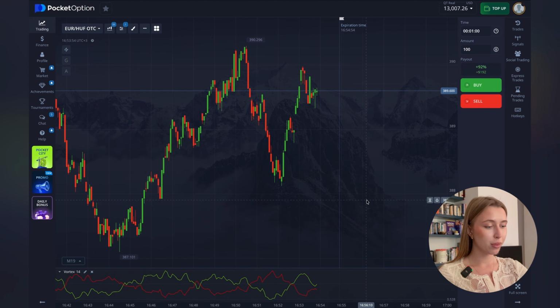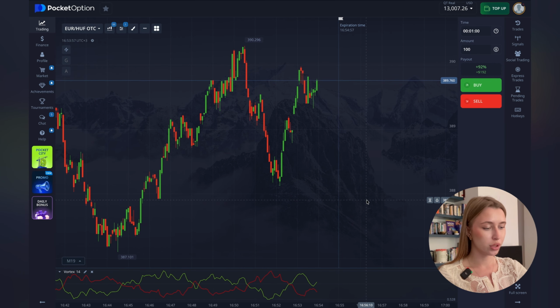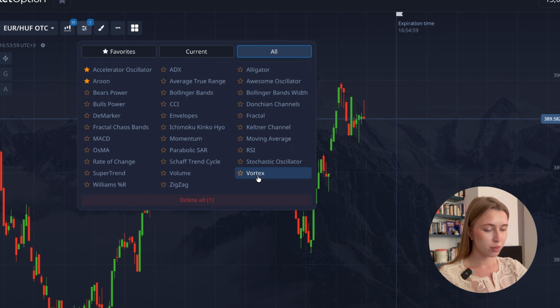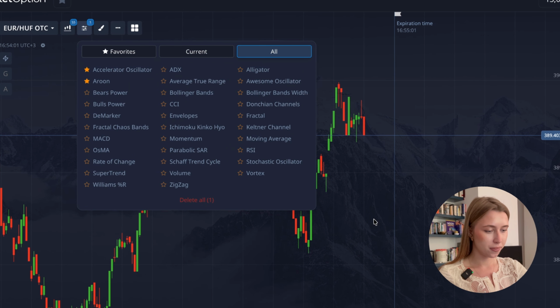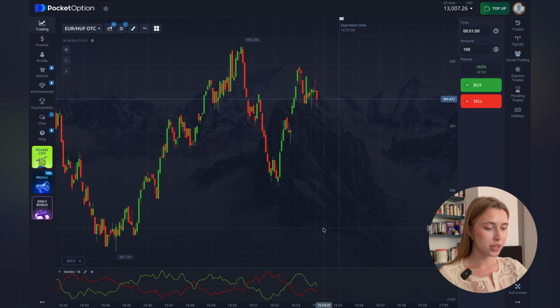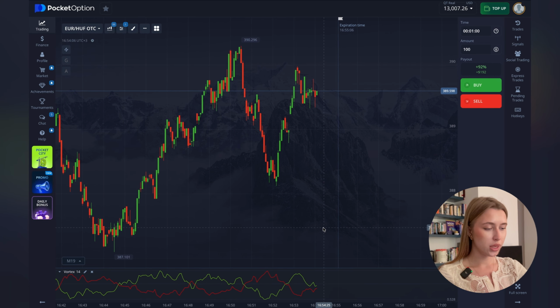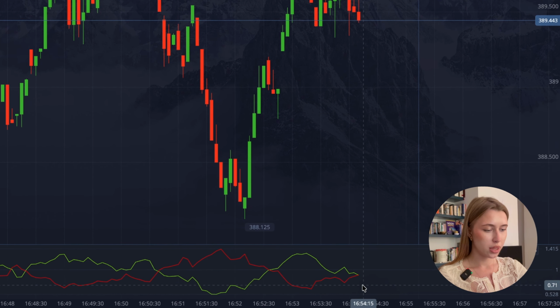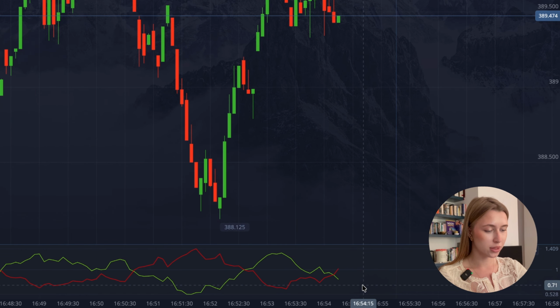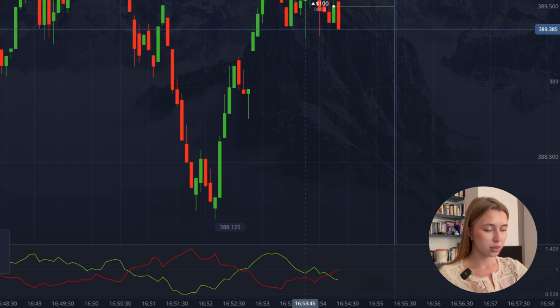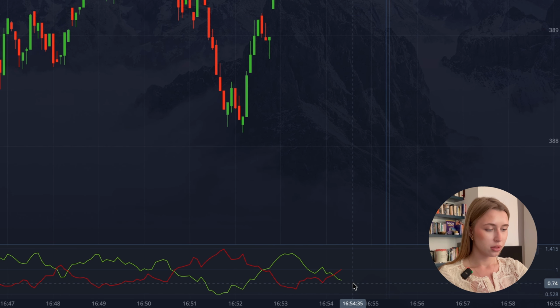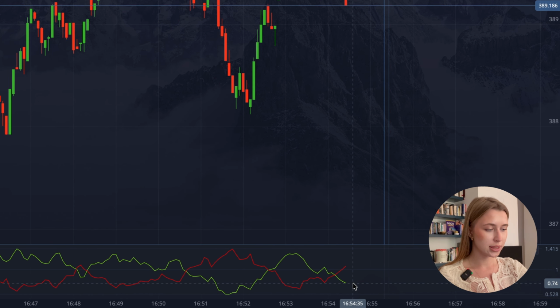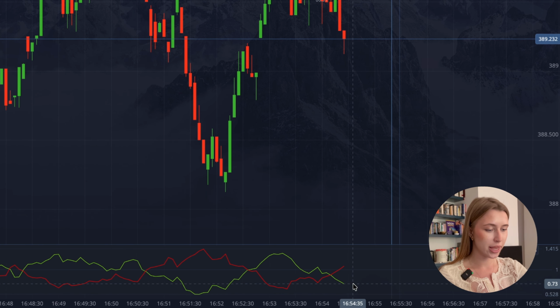Hello everyone, today we will be conducting trading sessions using the Vortex trading format. This format is located at the bottom right here. In general, how this format works: we have 2 lines, a green line and a red line. The green line represents upward movement, the red line represents downward movement. That is, the green line represents bulls and the red line represents bears.